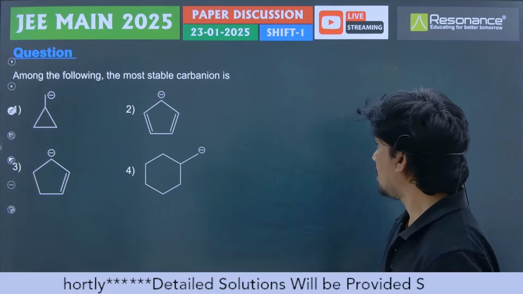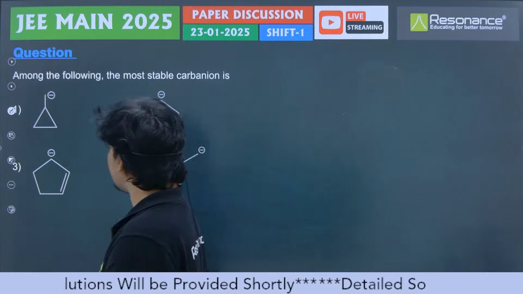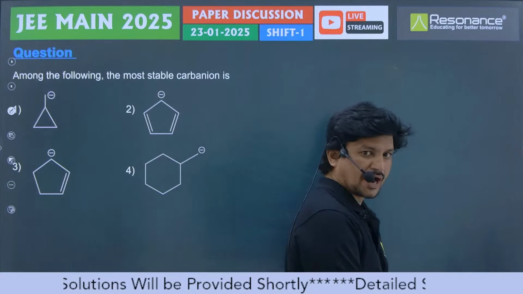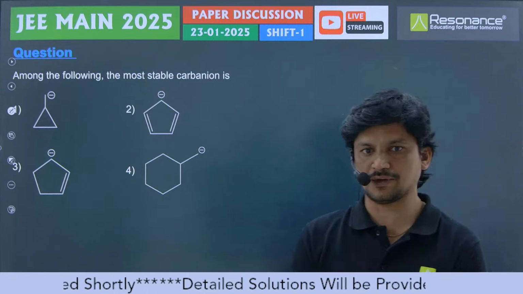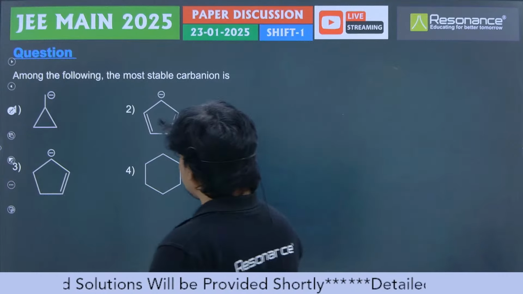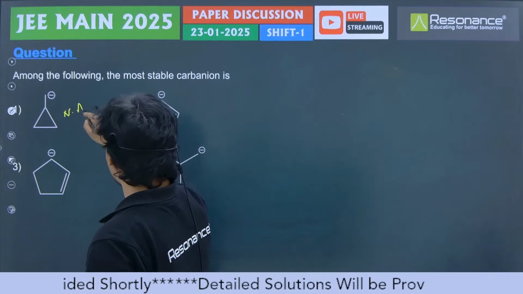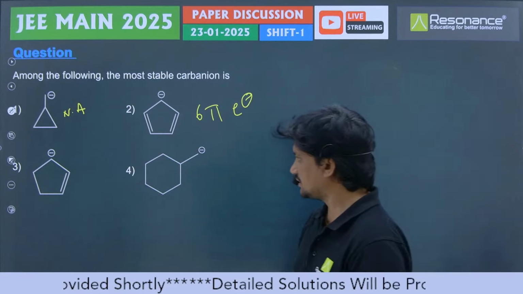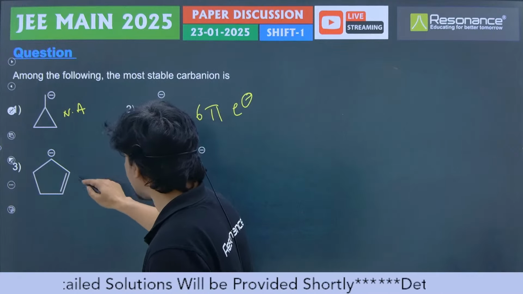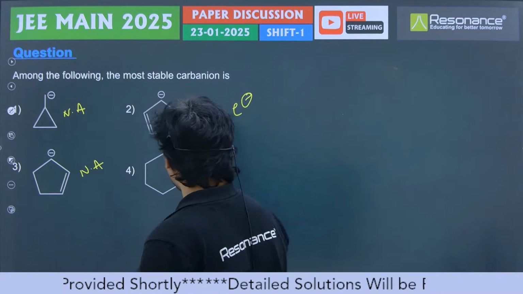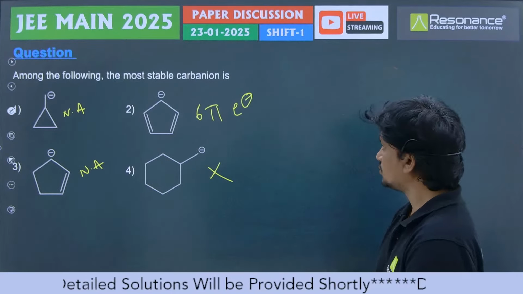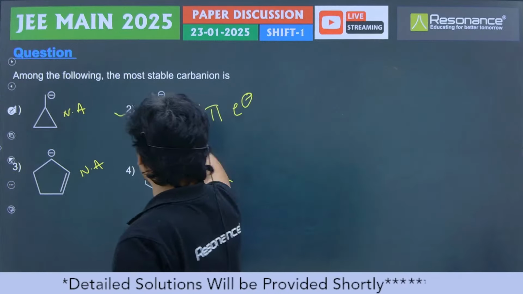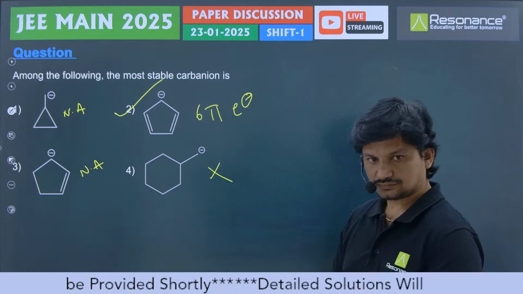Next one: among the following, the most stable carbene ion. The most stable carbene ion, obviously aromatic carbene ions are the most stable, right? Here there is no aromaticity, it is a non-aromatic compound. This is an aromatic compound as it contains 6 pi electrons. Here we have resonance but it is not aromatic, it is also a non-aromatic compound. So the most stable carbene ion is the aromatic carbene ion, this is the answer, right? Next question.